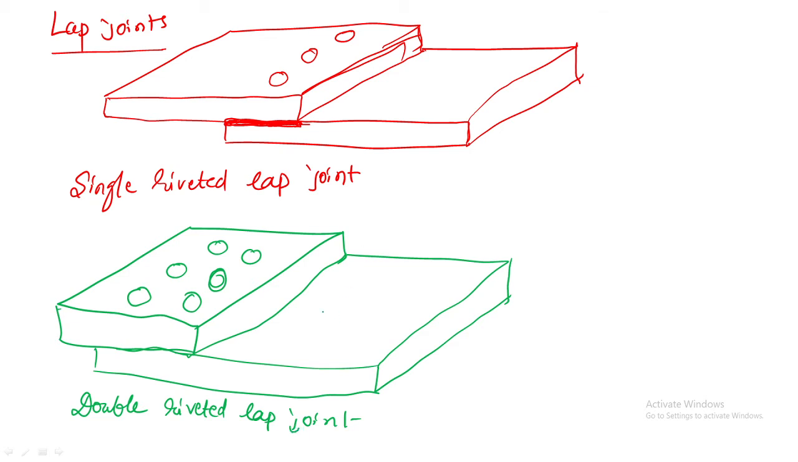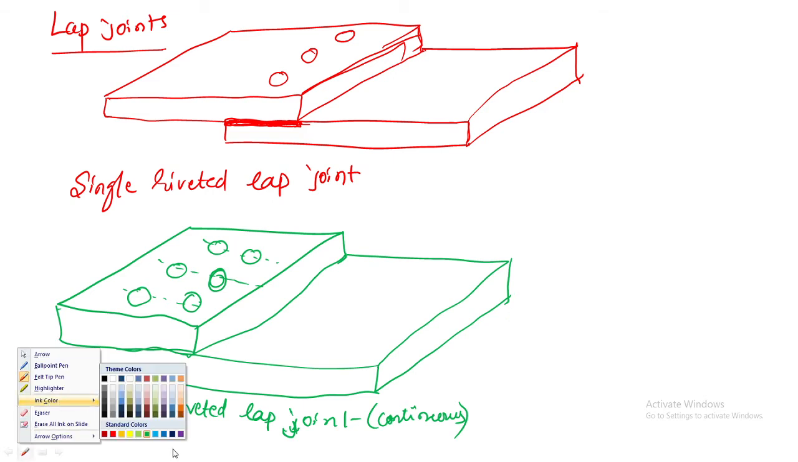Now you can just observe here the position of rivets in the same line. So now riveting is continuous. Suppose the riveting is staggered at a distance of half the pitch.